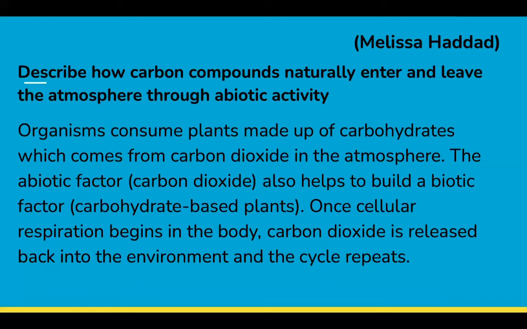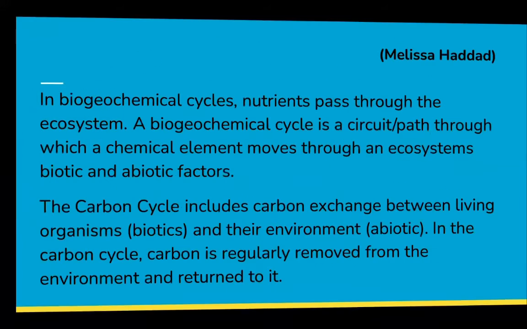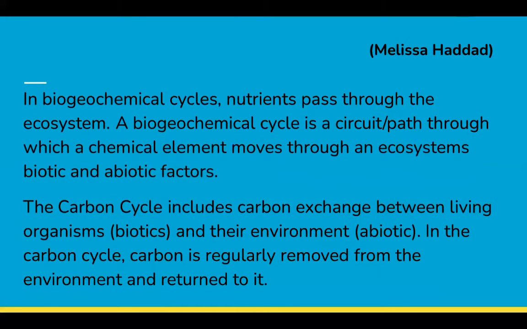Nutrients in the biogeochemical processes travel through the ecosystem. A biogeochemical cycle is a circuit or path that moves a chemical element through the biotic and abiotic factors of an ecosystem. To conclude, the carbon cycle includes carbon exchange between living organisms and their environments, which is the abiotic factor. In the carbon cycle, carbon is regularly removed from the environment and returned to it.